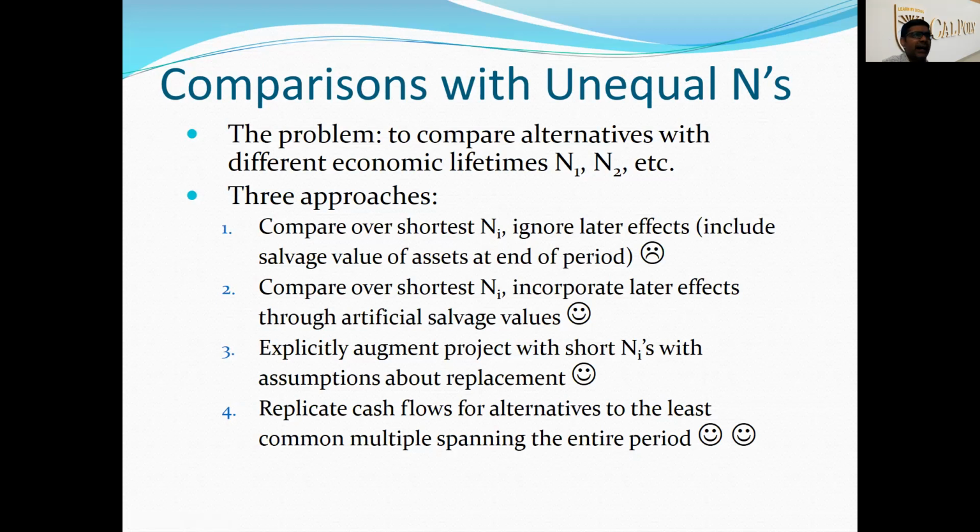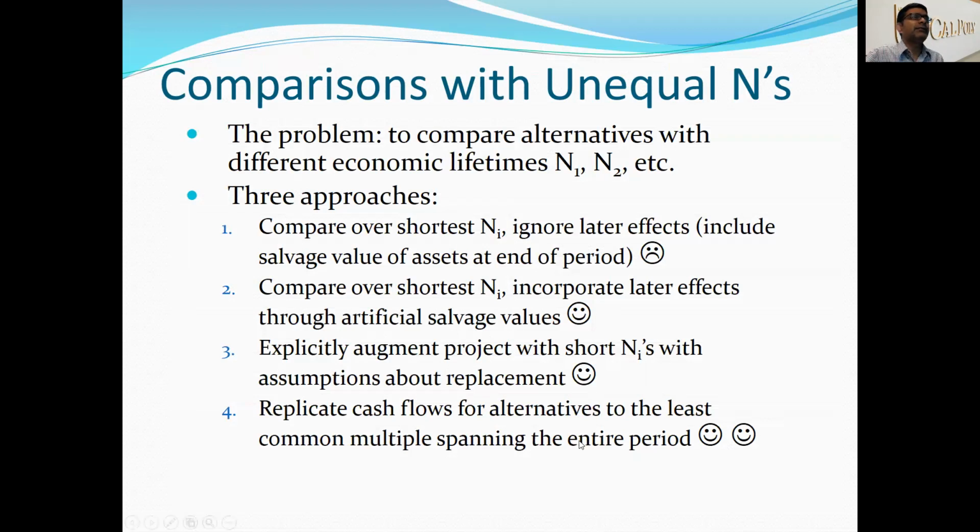Compare over the shortest N and then incorporate later effects through artificial salvage value. That's something you could do, but estimating salvage values could be tricky. You could explicitly augment projects with short Ns with assumptions about replacement. So that's another way to do it. But the best way really is to replicate cash flow for alternatives for the least common multiple period spanning the entire period. And this is the best way to do it.